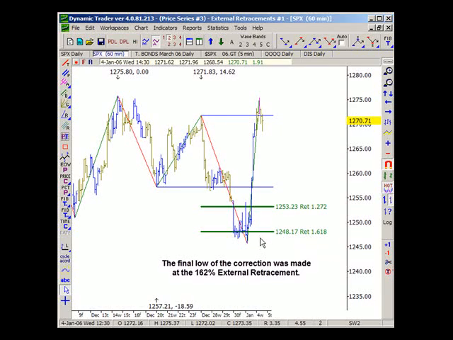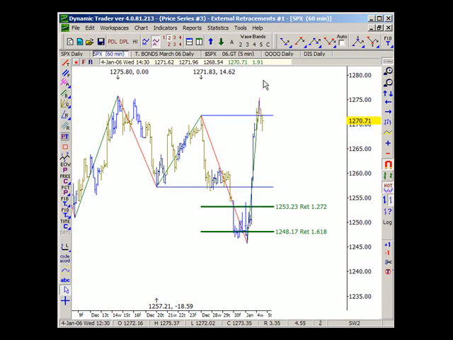Corrections are frequently terminated right near the 127 or 162% external retracement. Now, for some of you who may be familiar with Gartleys and butterflies, this is also a Gartley pattern. A Gartley pattern is an ABC type correction, a 3-wave correction. In Elliott wave terms, it's an ABC. In other pattern recognition terms, it's called a Gartley. So that's how you can relate these 127 and 162s as the end of a correction like an ABC or a Gartley. And then the higher time frame trend typically resumes.